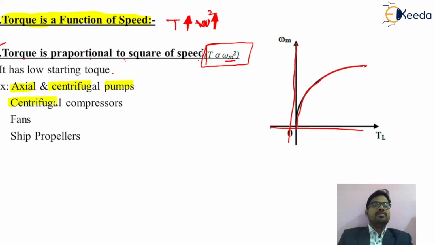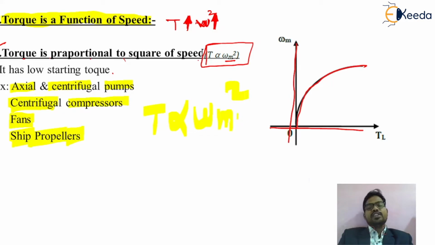Then we use it in a centrifugal compressor, in different fans, and similarly in ship propellers. So such a nature of load torque, which is basically torque proportional to the square of the speed, appears in applications such as pumps, compressors, different industrial fans, and the ship propeller. So what will be the function of the speed? That is, torque is proportional to the square of the speed.